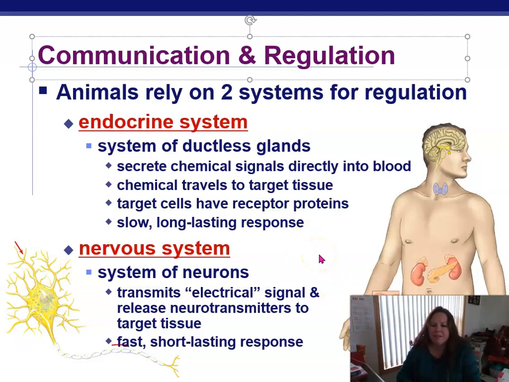The nervous system then is a system of neurons that transmit the electrical signal, and then remember, the neurons themselves do not touch each other, so that electrical signal has to change to a chemical signal and jump that synapse, that gap between each neuron. So neurotransmitters are used in between those synapses. These tend to be fast and short-lasting responses.